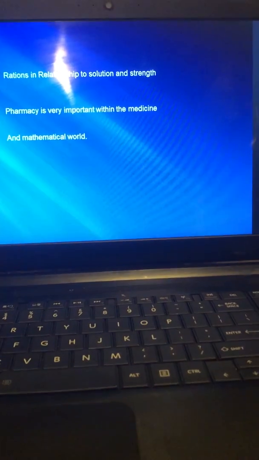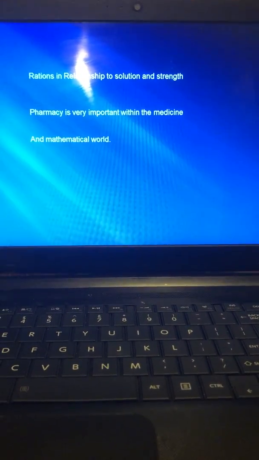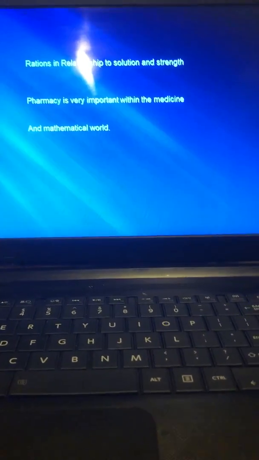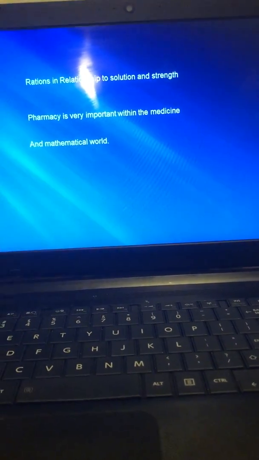You want to know your ratios in relationship to your solution and your strength. Pharmacy is very important with medicine in the mathematical world. So, your solutions to your strength. If it's like one to two, that would be like 1 part water and 2 parts saline solution to make a saline drip. It can be gallons, it can be quarts, it can be liters. It doesn't matter what the system is that is used, but it's whatever the solution is to the strength of the solution.